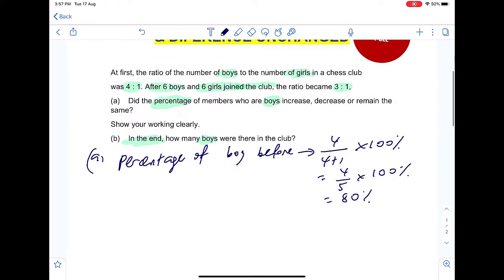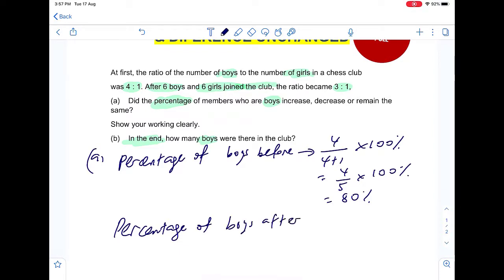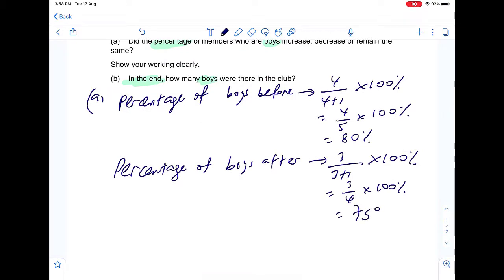So what happened to this percentage later on, after the 6 boys join, 6 girls join, the percentage of boys thereafter. Now after what happened, look at the number of boys. Boys became 3 units, total is 3 plus 1. So 3 over 3 plus 1 times 100%. 3/4 times 100%, which is 75%. Have a look, ladies and gentlemen. The percentage of members who are boys, what happened to it? It decreased.